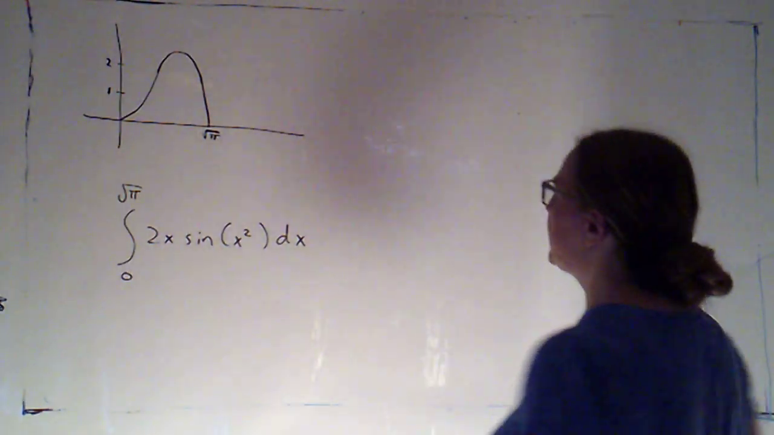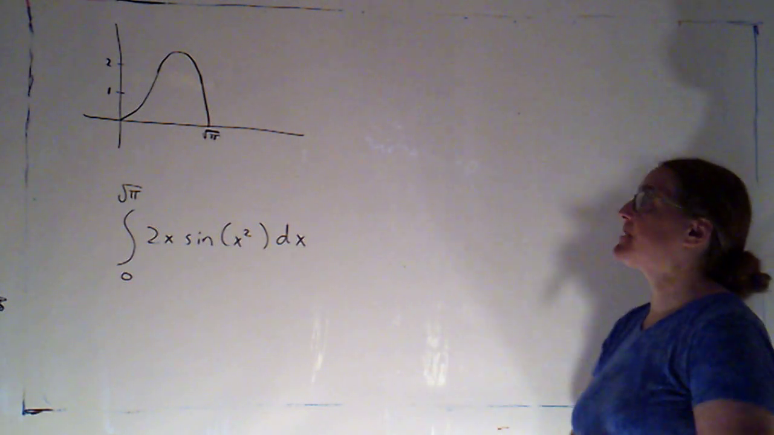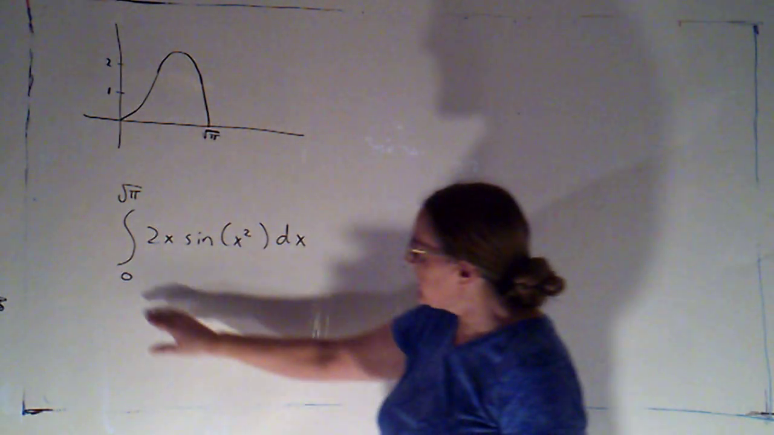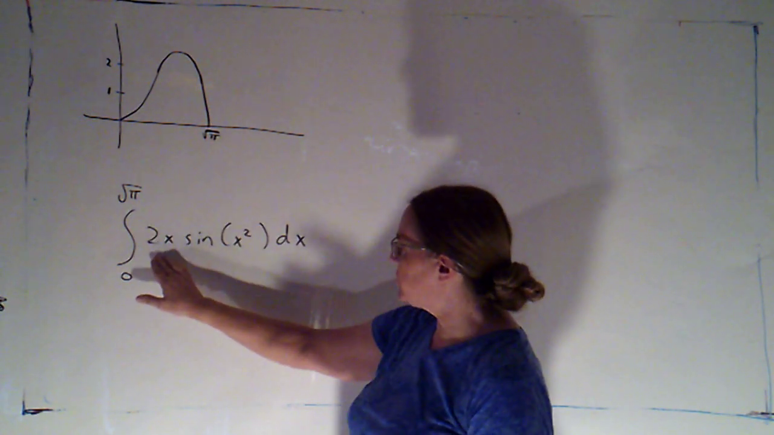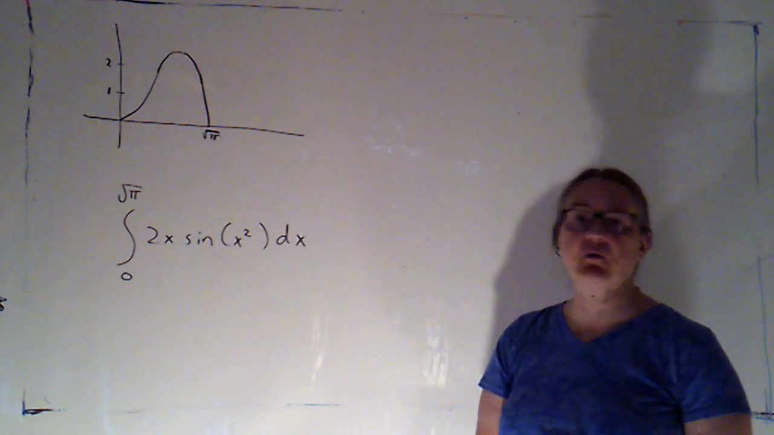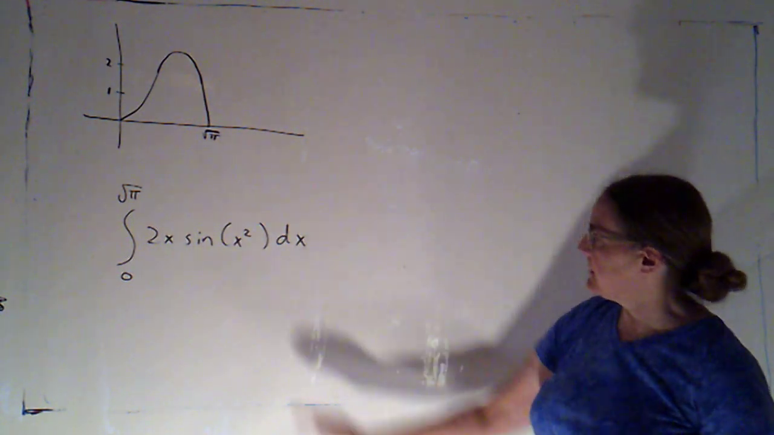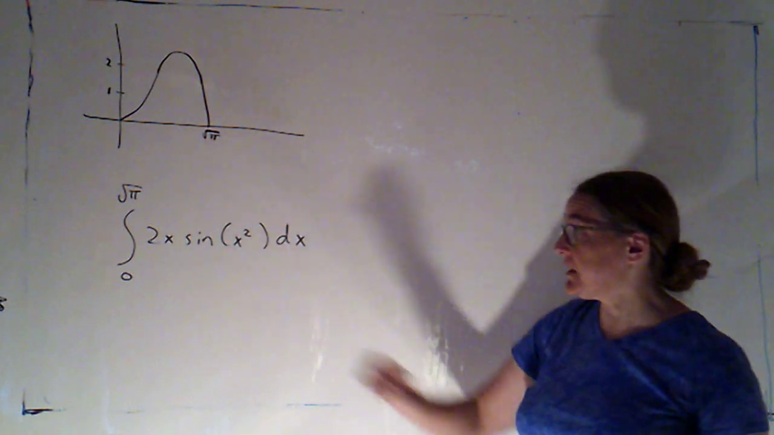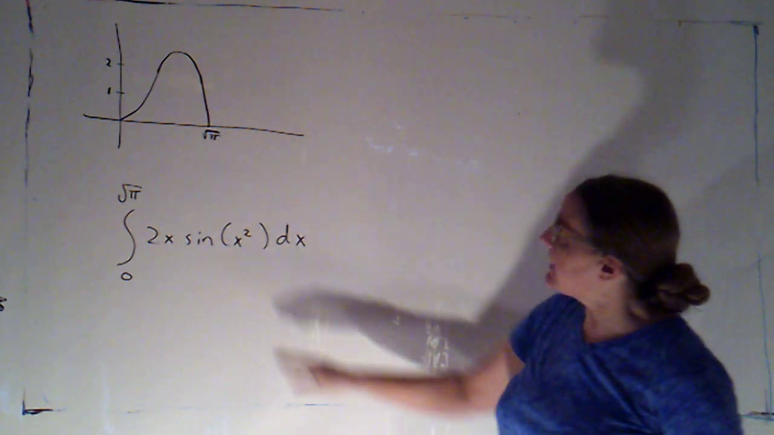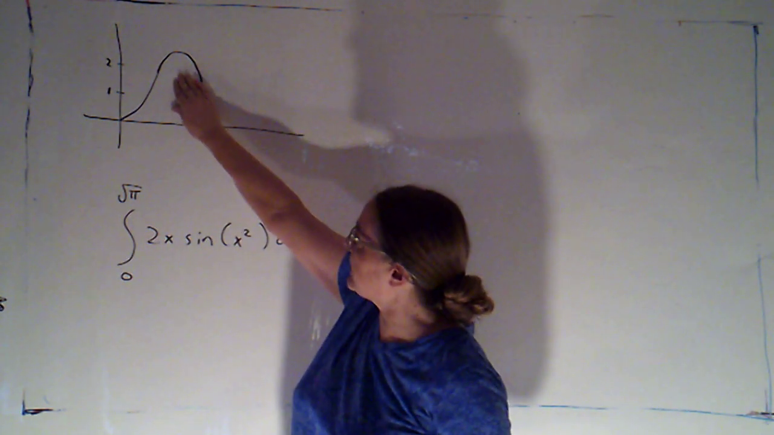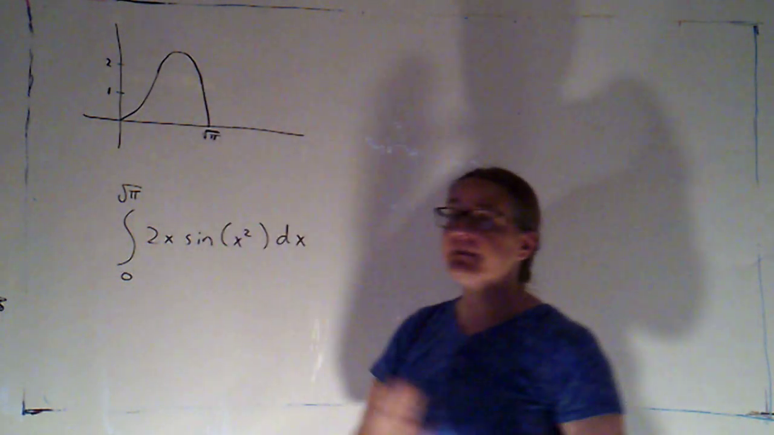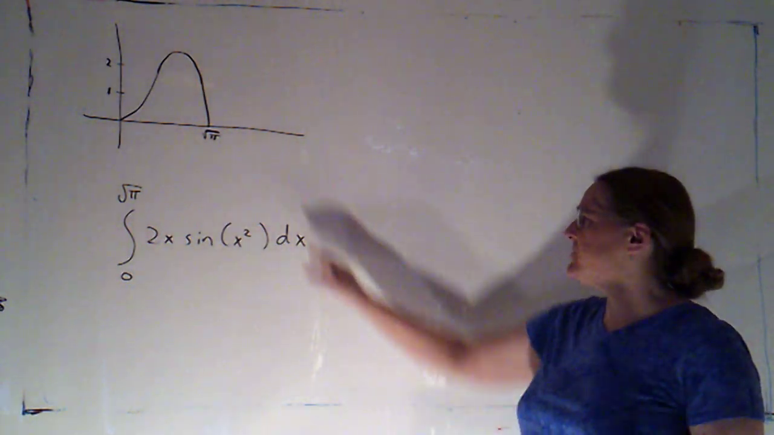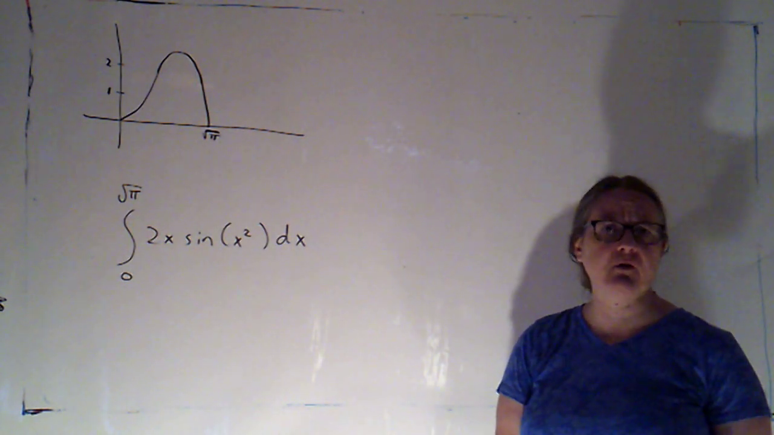As promised, we're going to take a look at a definite integral in this problem. So I want to do the integral from 0 to root pi of 2x times sine x squared dx. And this is a function that, at least on this interval, is never negative, and so it corresponds to the area here between the curve and the x-axis.